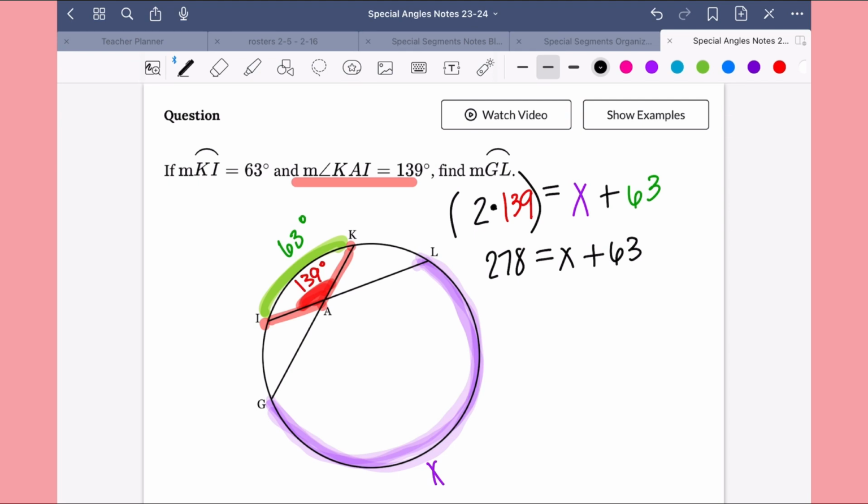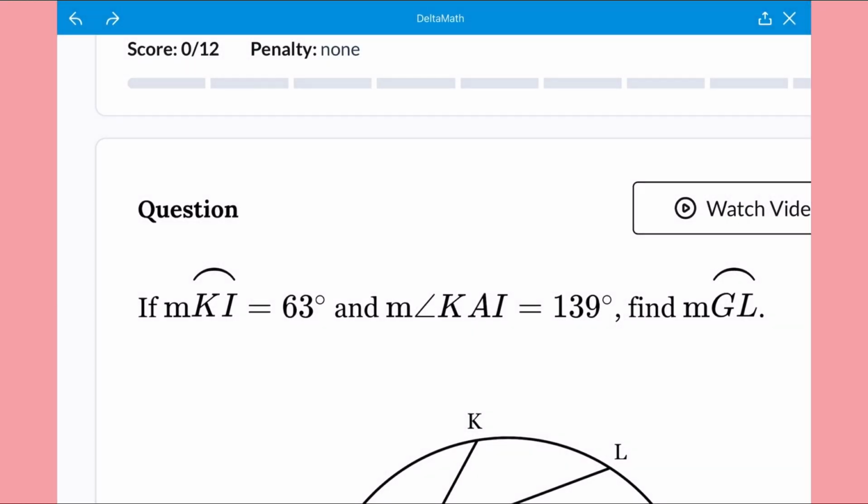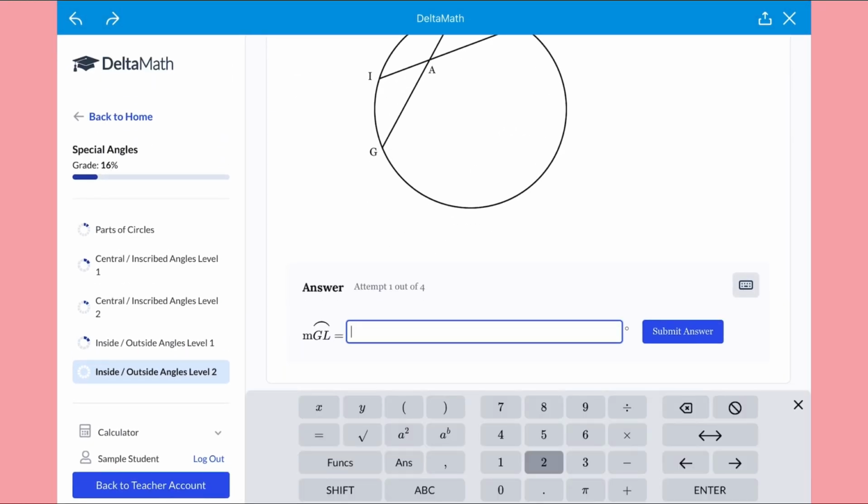But I need to cancel the addition. How do you cancel addition? Subtraction. What you do to one side, you do to the other side of the equal sign. Okay, 278 minus 63 is 215. So my big arc is 215 degrees. Okay, 215.